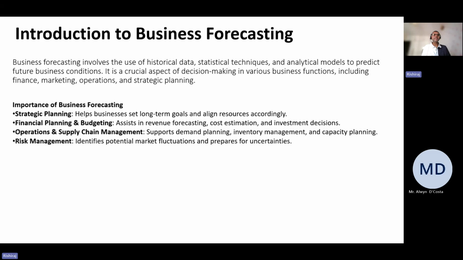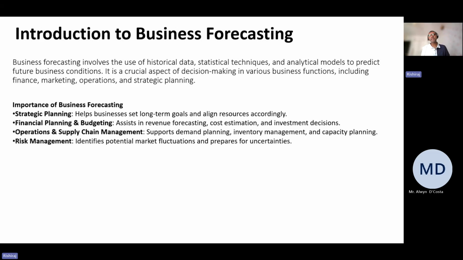So what is business forecasting? It's basically usage of historical data and then analyzing them using various statistical techniques and analytical models to predict future business conditions. Forecasting is a part of predictive modeling techniques, or in the language of data science, it's a part of predictive analytics, a group of predictive analytics tools. So it's a very crucial aspect of the decision making system.